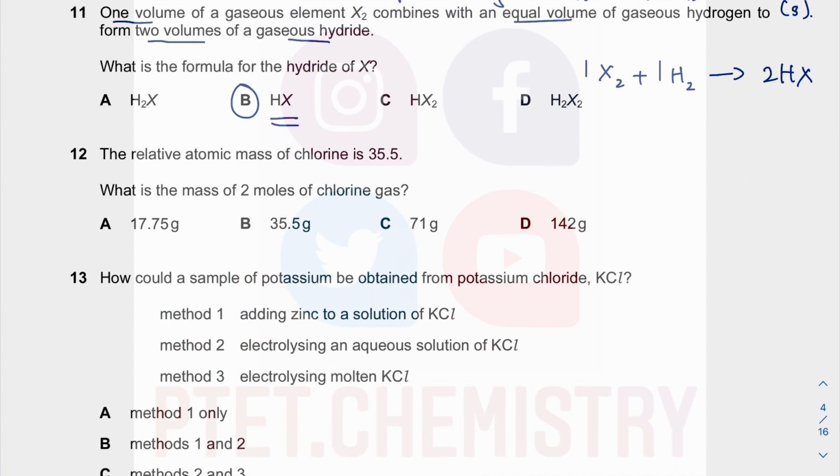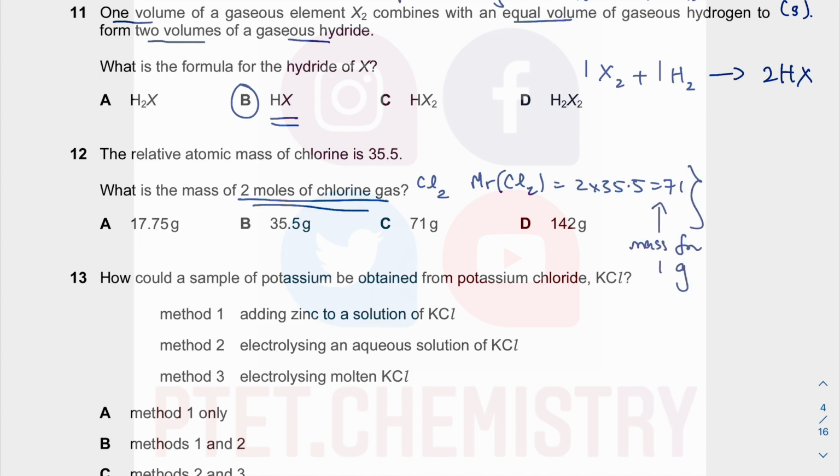Number 12. What is the mass of 2 moles of chlorine gas? Chlorine gas is Cl2. Okay, so chlorine gas is Cl2. So the molar mass of chlorine is 2 times 35.5, which is 71. So that is the mass for 1 gram. Oops, sorry, not 1 gram, 1 mole of Cl2. Therefore, 2 moles of Cl2 has 2 times 71 gram, which is 142 gram. I hope that makes sense.